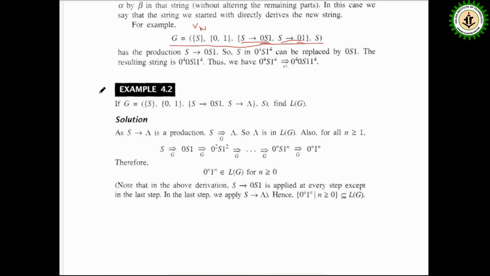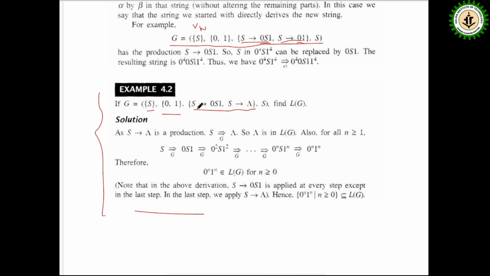Okay. Now take another example. Here a grammar G is given. So it has four tuples. The first part is Vn, that is the variables. Next is 0 1, that is the terminals. There are two productions, both from S. That is, there is only one variable S, so all the productions start from S.